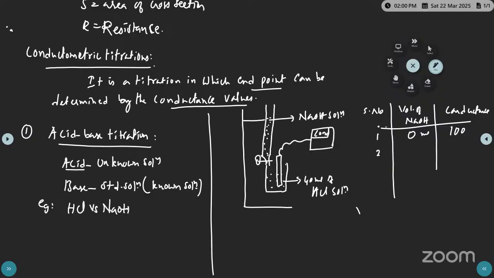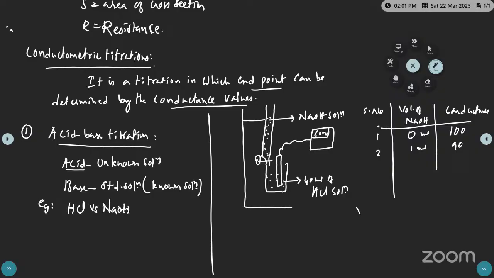So here we added 1 ml. So the mixture conductance will be decreases or increases? The conductance will be decreases. For example, 90. So gradually by adding sodium hydroxide, the conductance will be decreases.